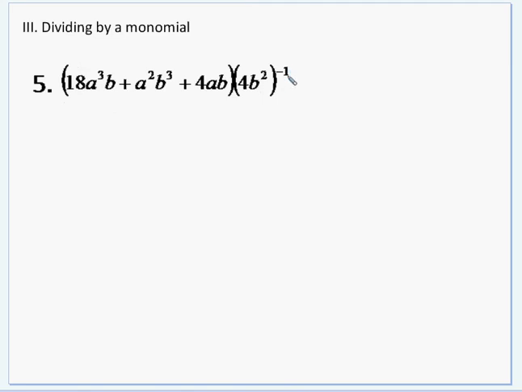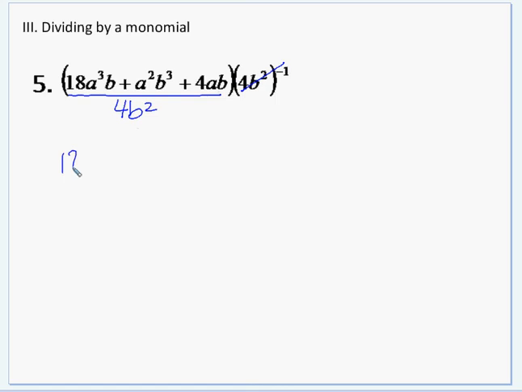Now remember, technically we cannot have negative exponents. What this means is that this term right here is going to be brought down to the bottom. So this is now going to be divided by 4b squared. Now, the easiest way to do this is to break these up into 3 individual division problems.